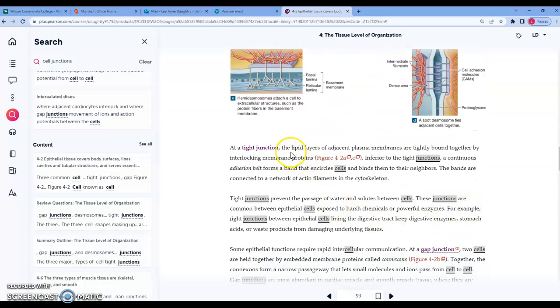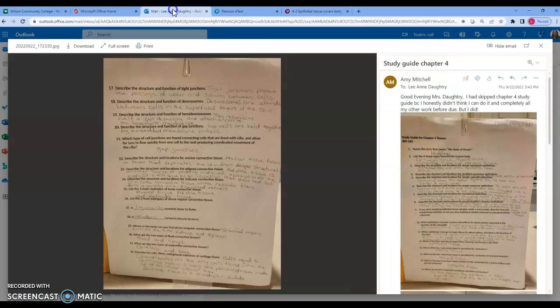At a tight junction, the lipid layers of adjacent plasma membranes are tightly bound together by interlocking membrane proteins. So this is the structure part. Function is going to be prevent the passage of water and solutes between cells, which is what you said. So you did give the function, just not the structure. Just do the same thing with desmosomes.